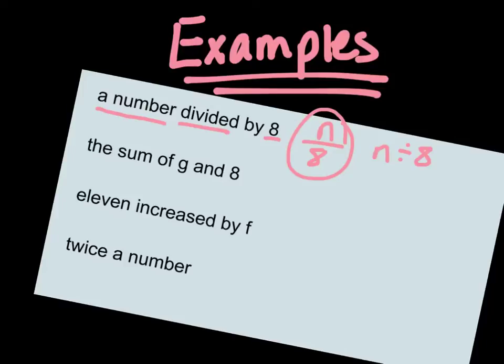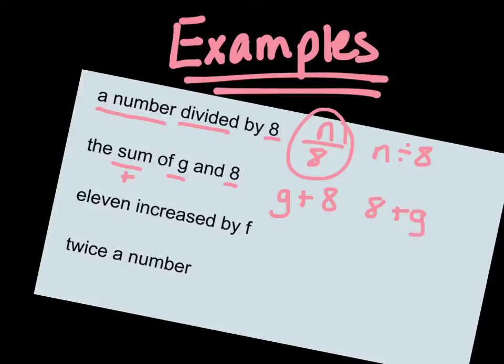The next example, the sum of G and 8. Finding the key terms, sum of G and 8. So we know sum means I'm going to add, so I have G plus 8. Because of commutative property, I could also have written 8 plus G. Either of those would have been fine.